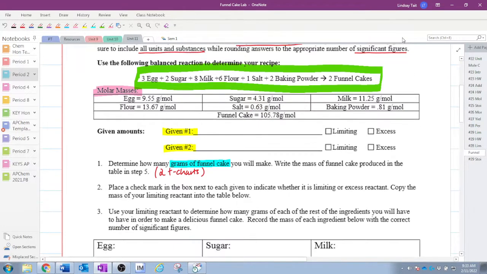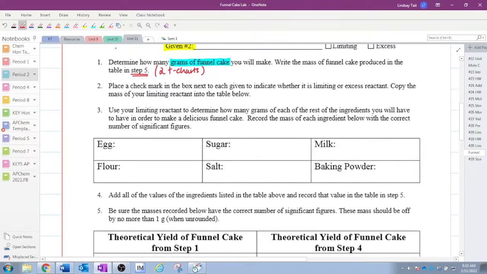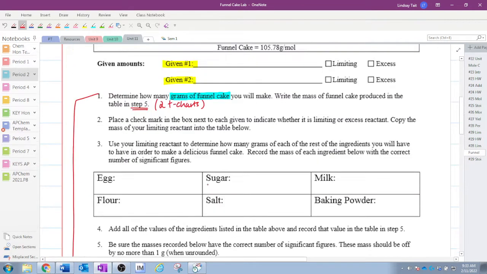All right, the only other thing that it's asking you to do is, once you figure out that mass of funnel cake, that smaller number, you're going to write that down in step 5. Not 2, 5. So going down here, your answer to number 1 is going to go right here into this table, theoretical yield of funnel cake from step 1, with sig figs, with units, all that good stuff. All right, so then, number 2, you're also going to check for me up here whether it was the limiting or the excess. You have to have one of each.